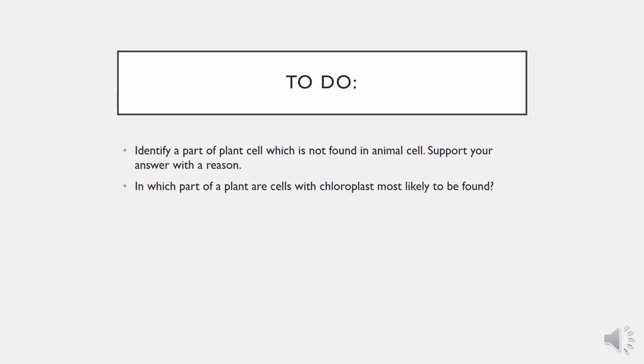In which part of plant are cells with chloroplast most likely to be found? As we have discussed that chloroplasts are found in plant cell. Okay, now you have to give answer that in which part of a plant chloroplast is most likely to be found. Write down answer in your notebooks.